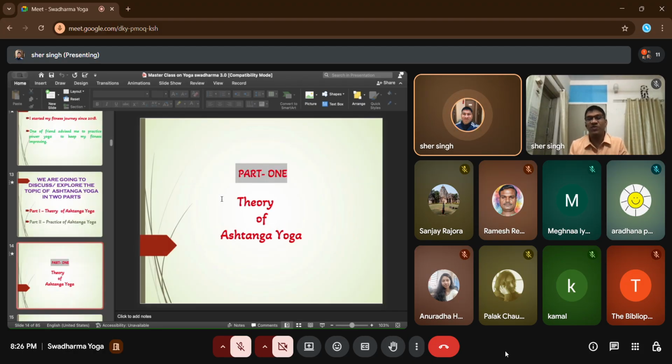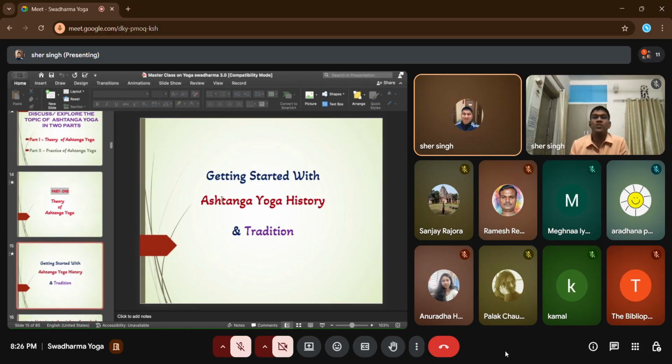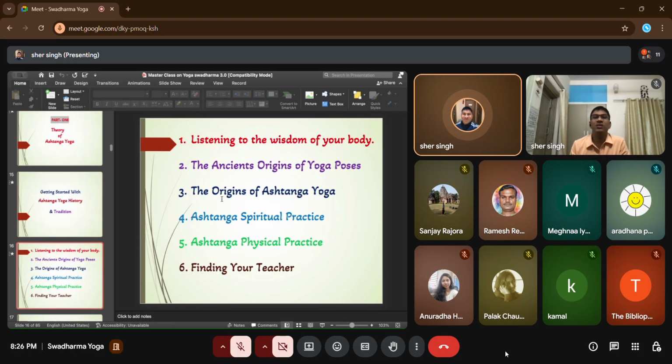So part one, the theory of Ashtanga yoga. First, Ashtanga yoga history and tradition. We will be covering these topics: listening to the wisdom of your body, the ancient origins of yoga poses, the origins of Ashtanga yoga, Ashtanga as a spiritual practice and a physical practice, and how you can find your teacher.